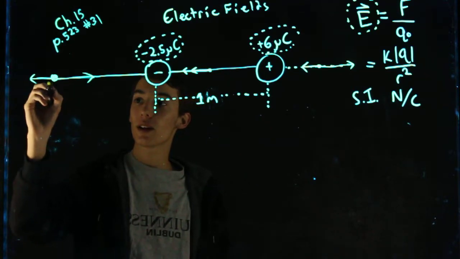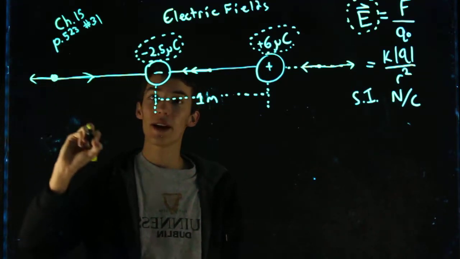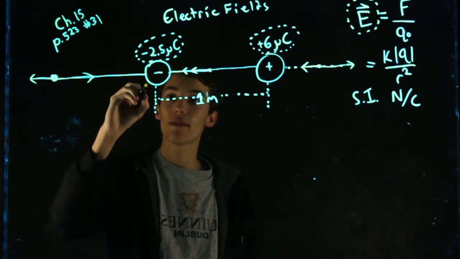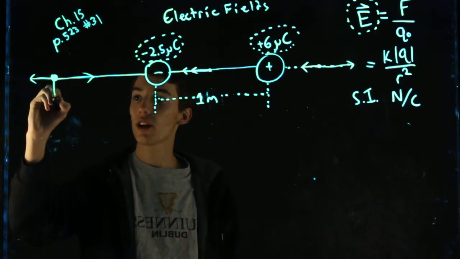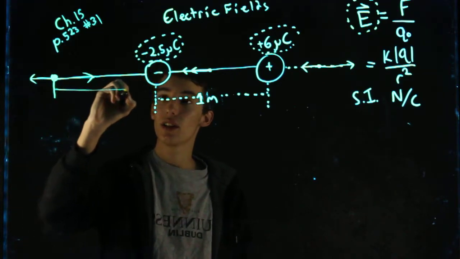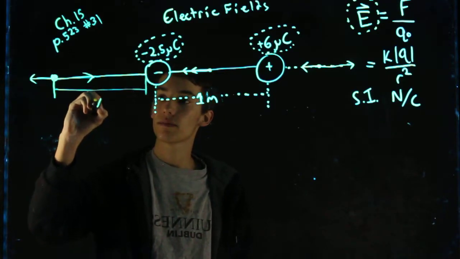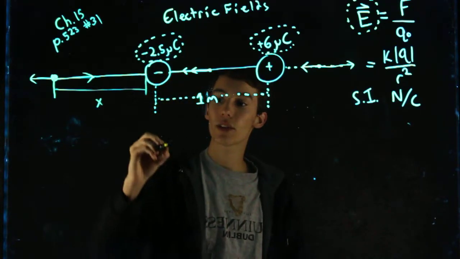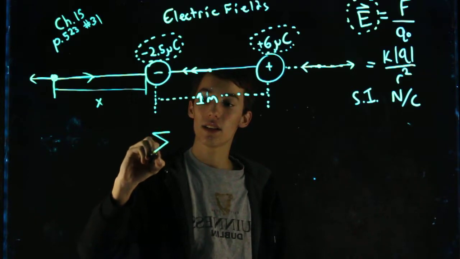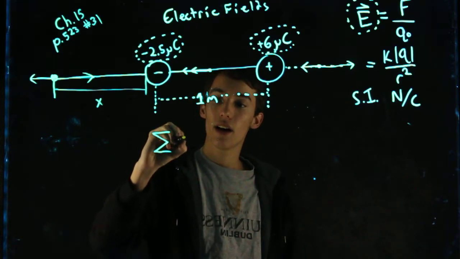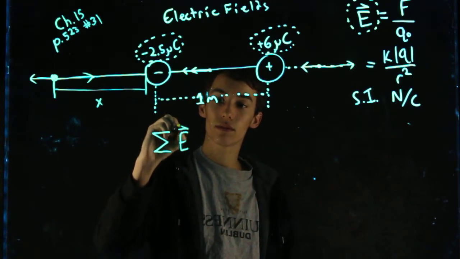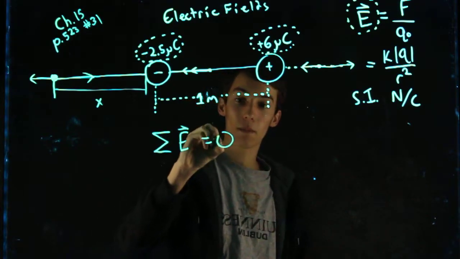So now that we're over here, we need to figure out just how far away we are from this 2.5 microcoulomb charge. And we're going to call that a distance of x. So we have a distance of x, and we know that we're looking for the electric fields to equal 0. So the summation of our electric field is equal to 0.